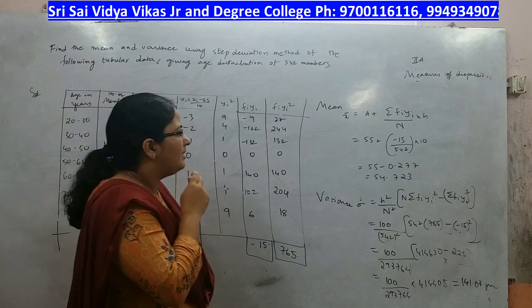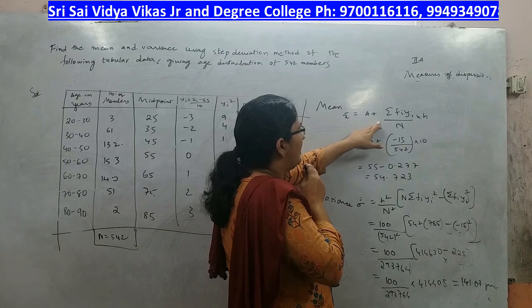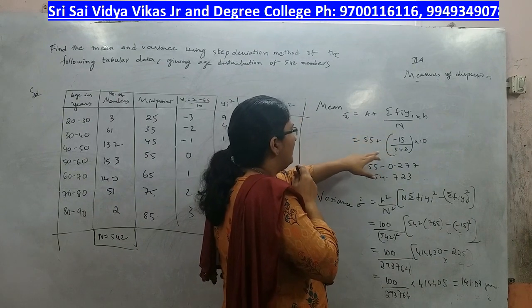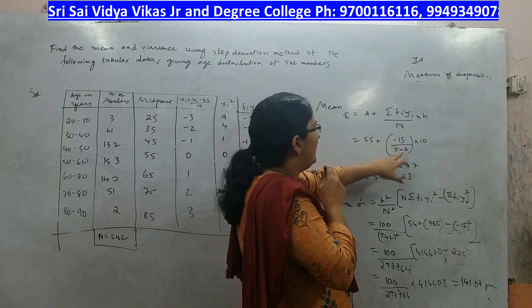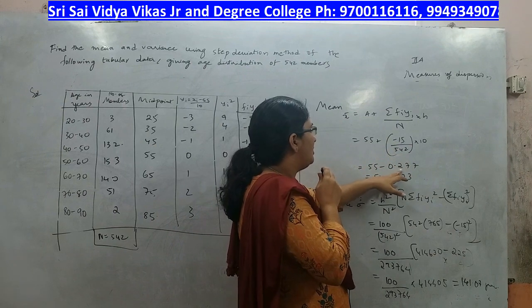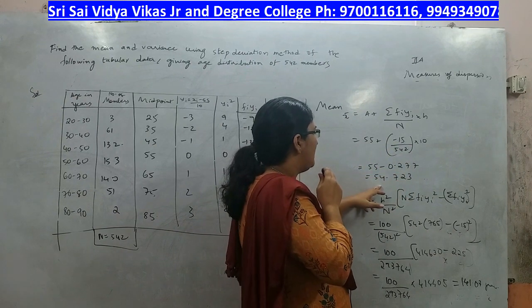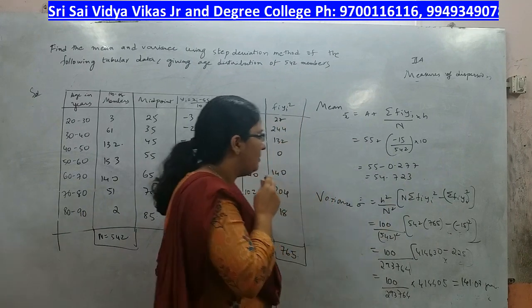Now mean x bar. Mean x bar is a plus summation fi yi by n into h. That is 55 plus minus 15 by 542 into 10. 55, if you divide this, you get minus 0.277. That is 54.723. So that is how we find mean.